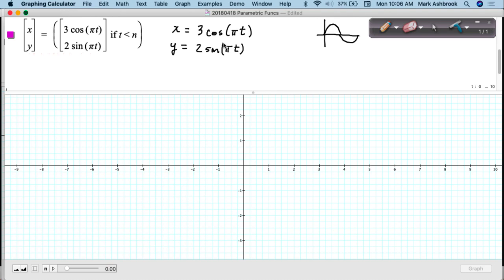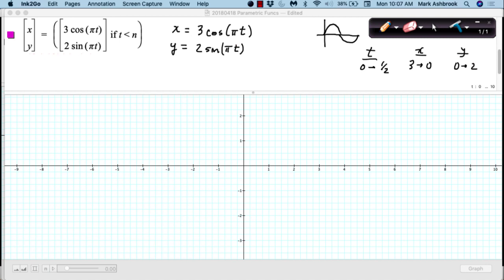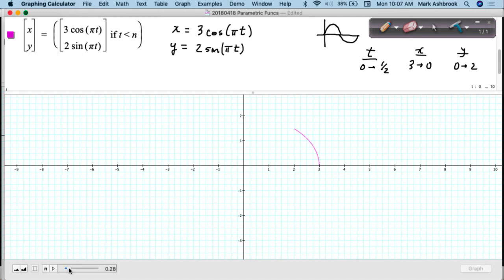What does x do as t goes from 0 to a half? 3 to 0, good. And what does y do? 0 to 2. Can you imagine that? Or can you sketch it? Like that.